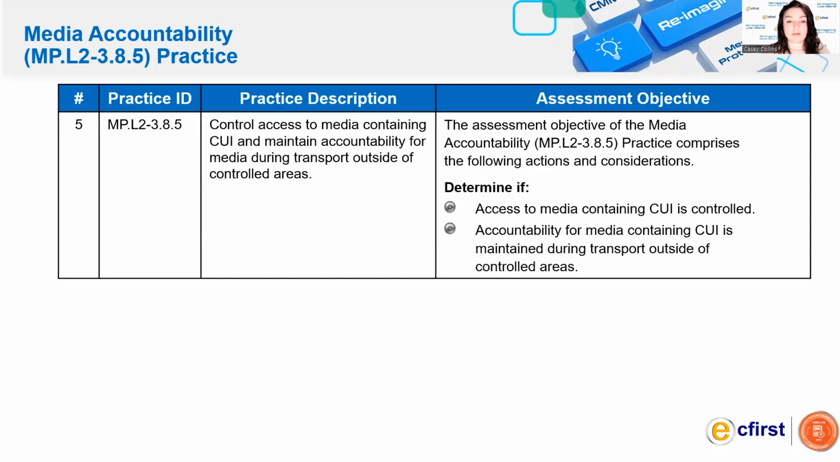Next, we have media accountability. Control access to media containing controlled unclassified information and maintain accountability for media during transport outside of controlled areas. So determine if access to media containing CUI is controlled, which it always should be. Accountability for media containing CUI is maintained during transport outside of controlled areas. So as a common theme, a chain of command. We know who has access to it, but also who's handling it outside of our controlled area.